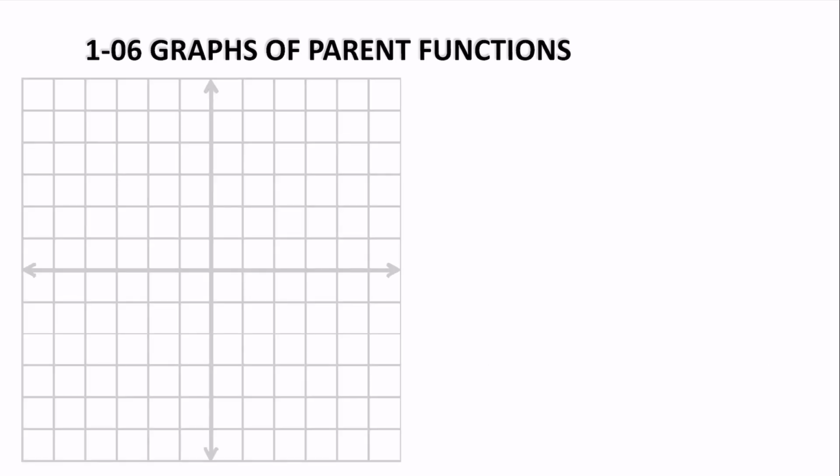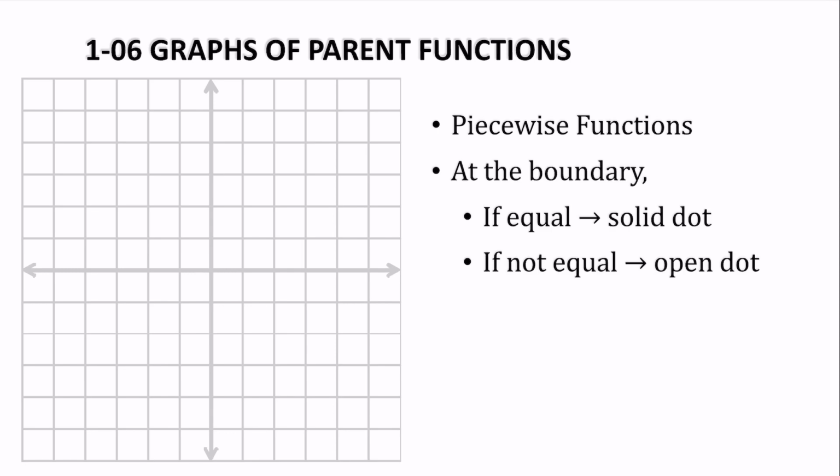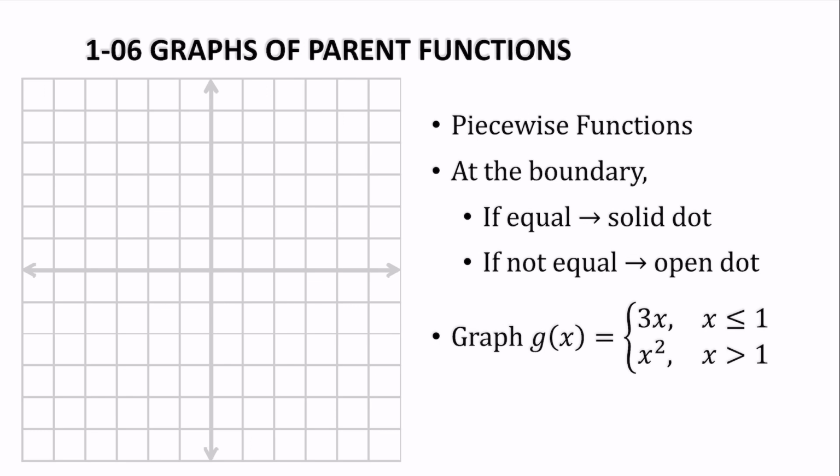You can make more complicated functions with piecewise functions, which we had in the last lesson on how to evaluate them. Remember, it's more than one function put together, each with their own domains. When you graph them, though, at the boundary between the domains, if it's equal to, you put a solid dot. If it's not equal to, an open dot. So let's graph this.